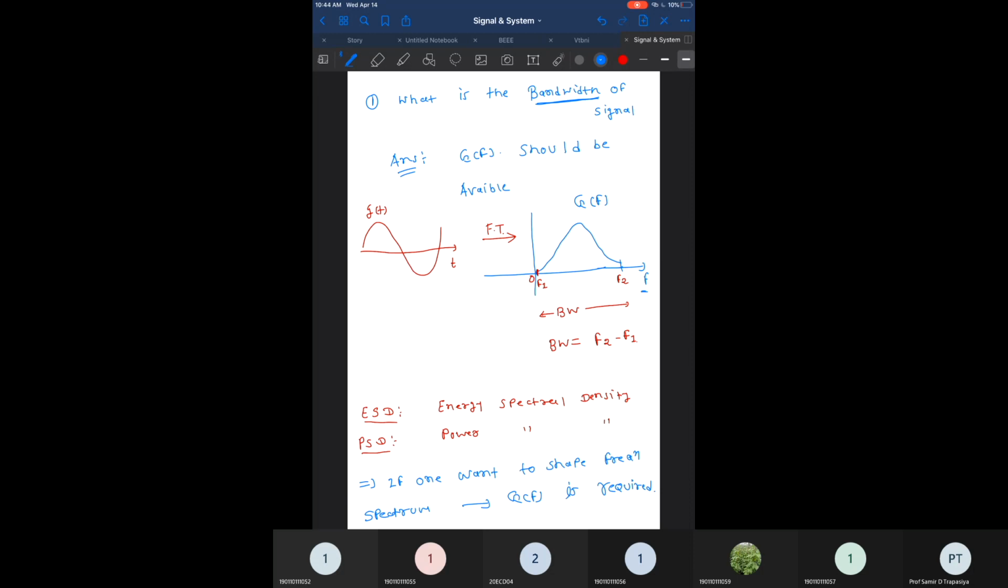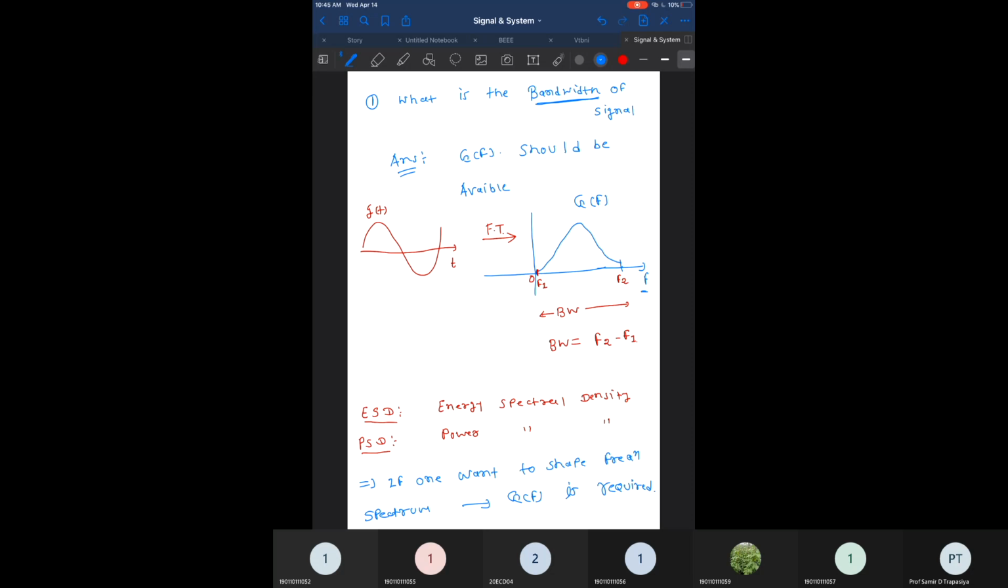But it is not always the case. Most of the time we have a signal available in the time domain. So if we want to see the frequency spectrum, we need to convert the signal into the frequency domain. This conversion from time to frequency domain is known as the Fourier transformation, and we have a mathematical representation of how we can convert this G of T signal into a G of F signal. So that we are going to look at.